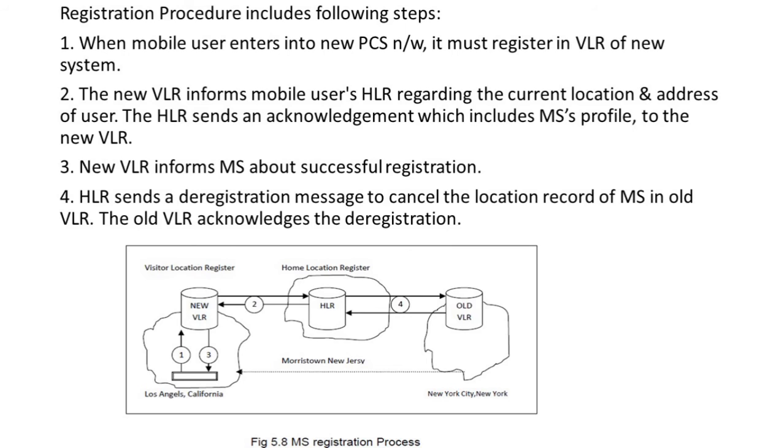You can see this has been explained by step 1. Step 1, what happens is that the new VLR has been sent a request. Then step 2, the HLR sends the registration information. Step 3, the new VLR informs the MS about successful registration. And step 4, the old VLR is deregistered. So this is what actually happens during the registration process in the roaming procedure.